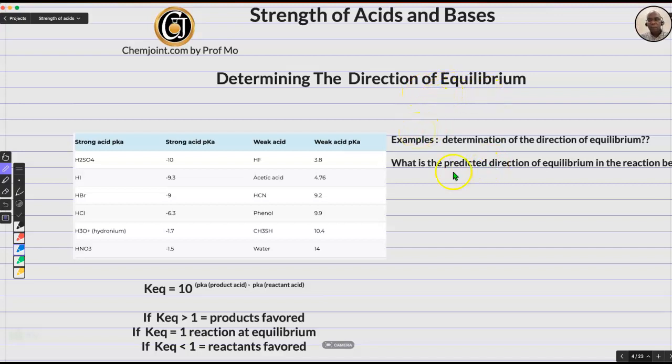How do we determine the direction of equilibrium of a reaction, whether it's going to favor the products, whether it's going to favor the reactants? One way is to use pKa values. Okay, here I have a pKa table. Let me give you an example.